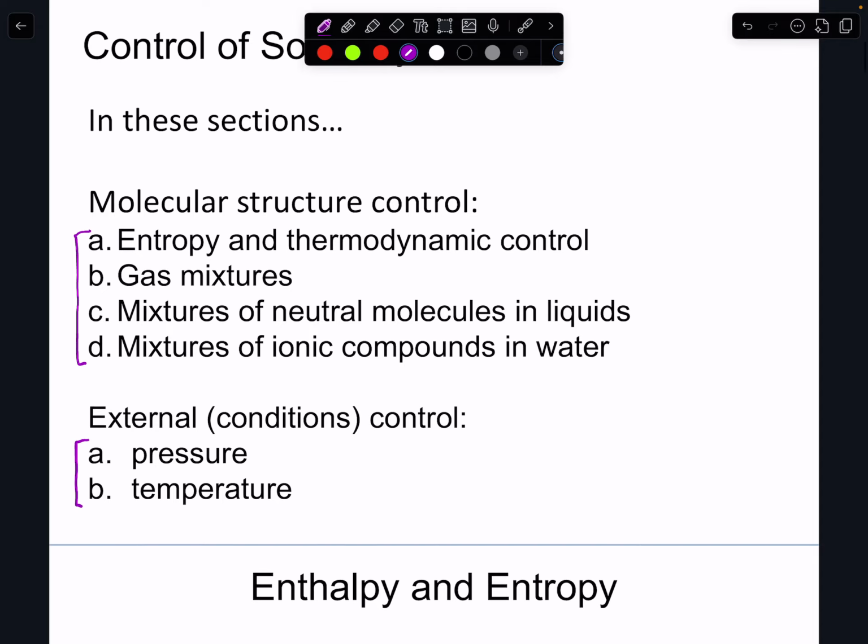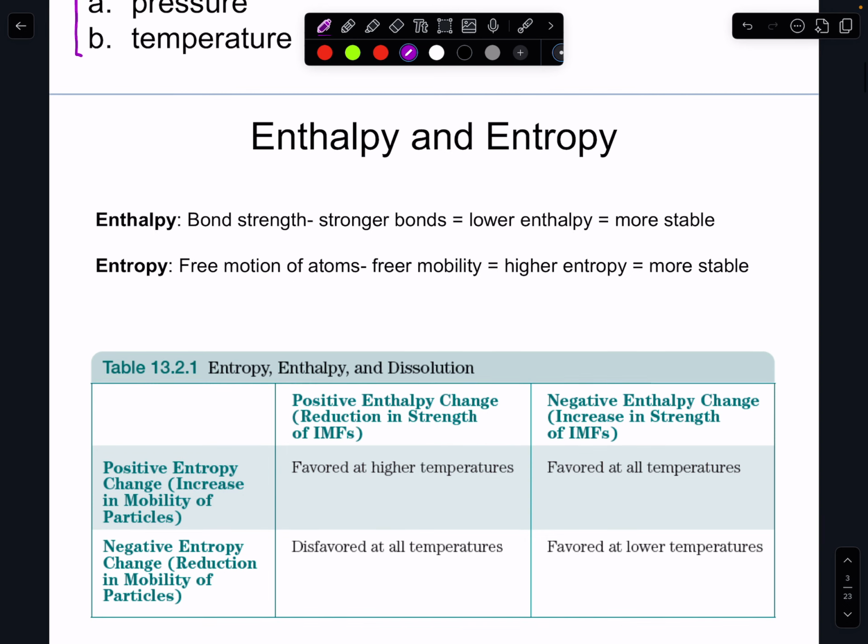So, like all processes, dissolution depends on two factors thermodynamically: enthalpy and entropy. Enthalpy is related to bond strength. And the idea is that stronger bonds represent lower enthalpy, represent more stable. So processes that lead to stronger bonds are favored by enthalpy for thermodynamics. Entropy is defined a few ways, but for our purposes, we define it as making things have more freedom of movement. If atoms have more freedom of movement, then they have higher entropy, and that makes things more stable.